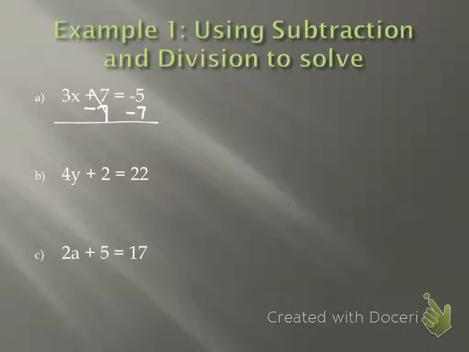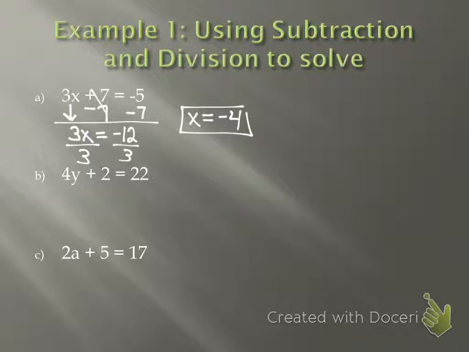Subtract 7. And now I need to bring down what's left on that side of the equation, which is my 3x. 3x equals, and what's negative 5 minus 7? Negative 12. Very good. Negative 12. Now, what do I do to solve for x? Divide both sides by 3. And x equals negative 4. Okay, so x equals negative 4.